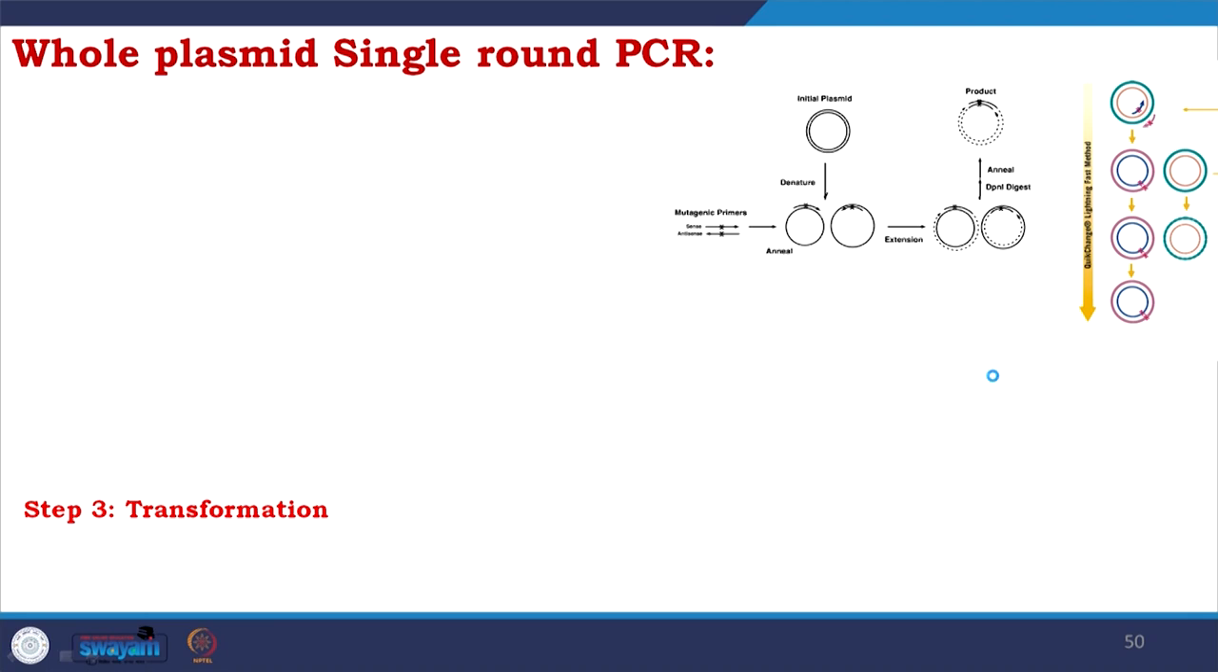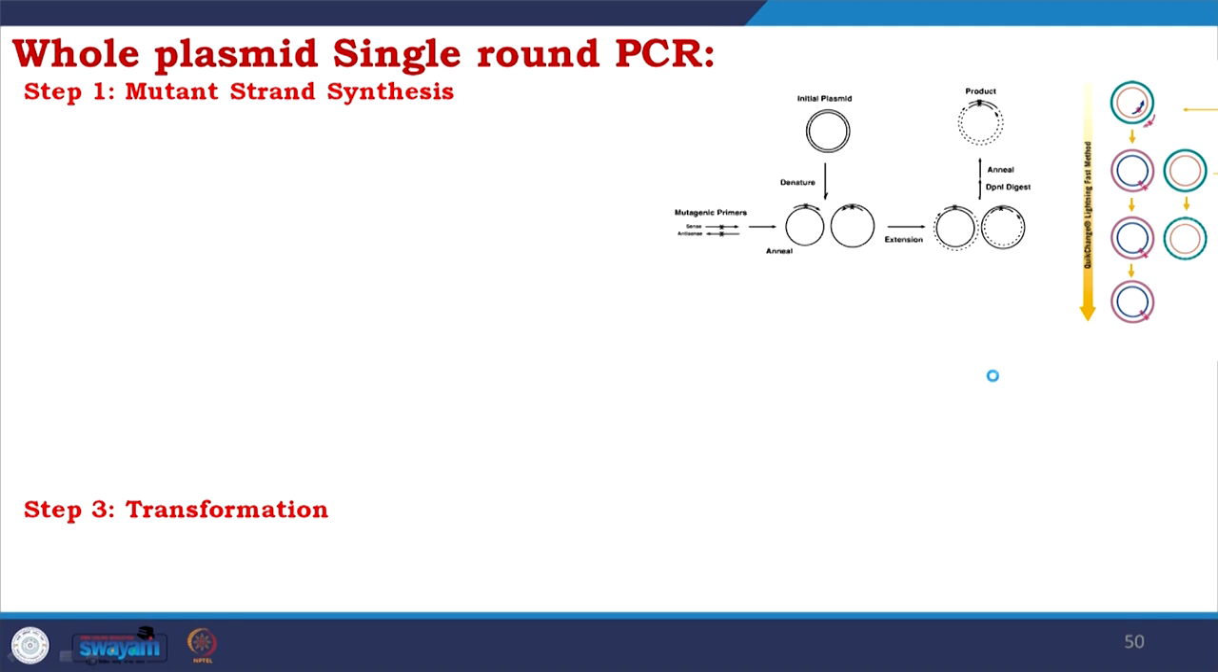Also, you could use the whole plasmid in a single round of PCR. You use a mutagenic primer, introduce the mutation, do the extension, and you get the mutagenic as well as wild type plasmid. You do DpnI digestion for the parent and then you anneal it using ligase and then continue.